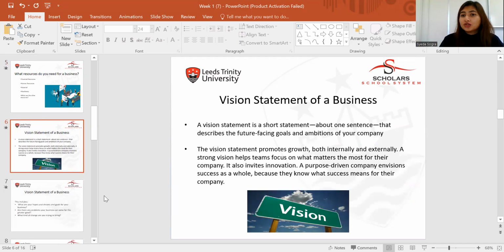Moving forward, to do a business, having a vision statement is very important. This slide shows what a vision statement is. So basically, a vision statement is about one sentence that describes the future-facing goals and ambitions of the company. This statement promotes growth both internally and externally, and also helps the team focus on what matters the most to their company. It invites innovation as well.